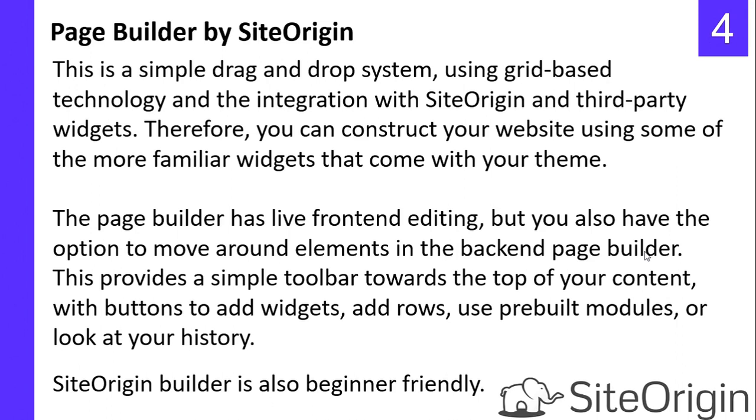This builder works similar to the first one that we looked at, which is the Visual Composer or the WP Bakery option. So it gives you the option for both backend building blocks using widgets and also a live preview option to use as well. So if you are looking for something basic to start with, you can also use the Site Origin builder because it is also very beginner friendly.